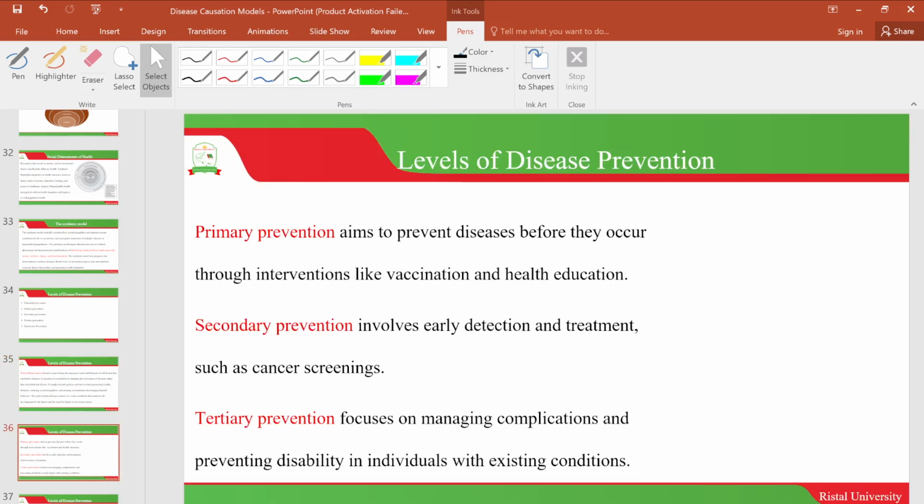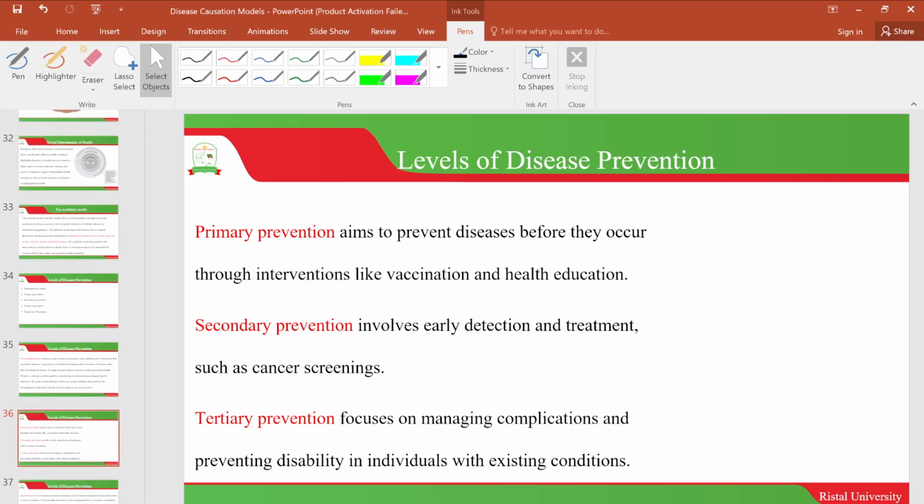And then now we move to what you already know: primary prevention, making sure that you prevent the disease from happening. You don't want a disease to occur. Proper nutrition, immunization, breastfeeding, these are primary prevention measures. Health education. With secondary prevention, you're focusing on early detection of disease.